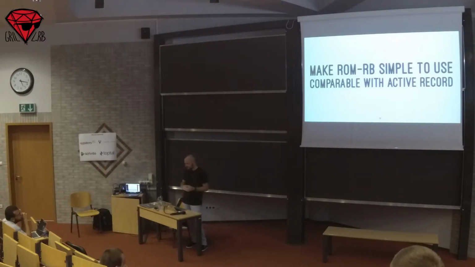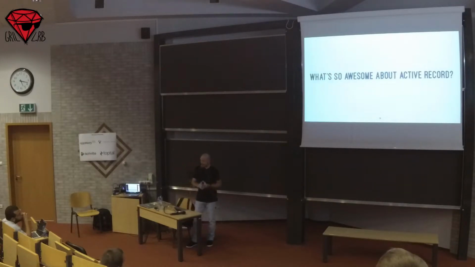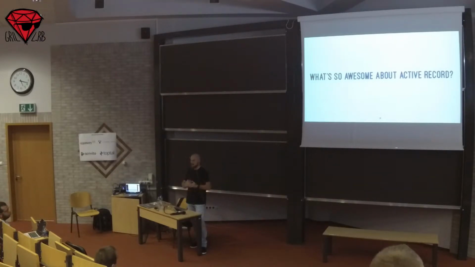So if we want to compare this, we kind of need to take a look at Active Record again. I know that if you're using Ruby, you use Active Record, that's a given. So what's so awesome about Active Record? I don't like Active Record. Both pattern and the library, I just don't like it. But it doesn't change the fact that I can really appreciate some aspects of Active Record.